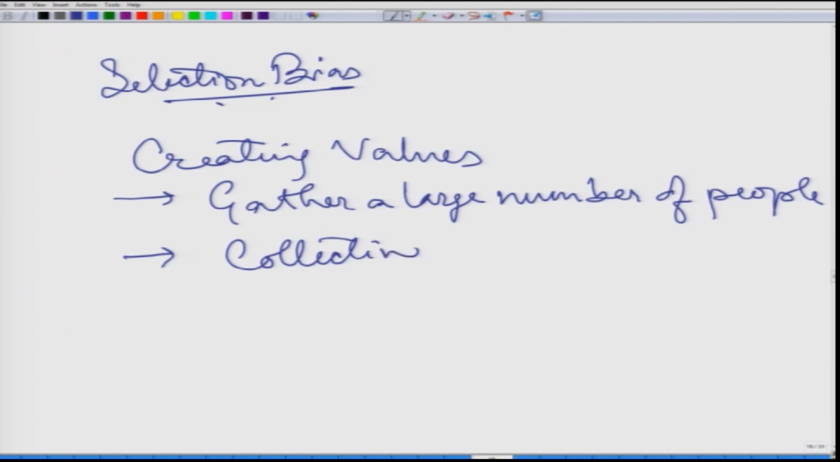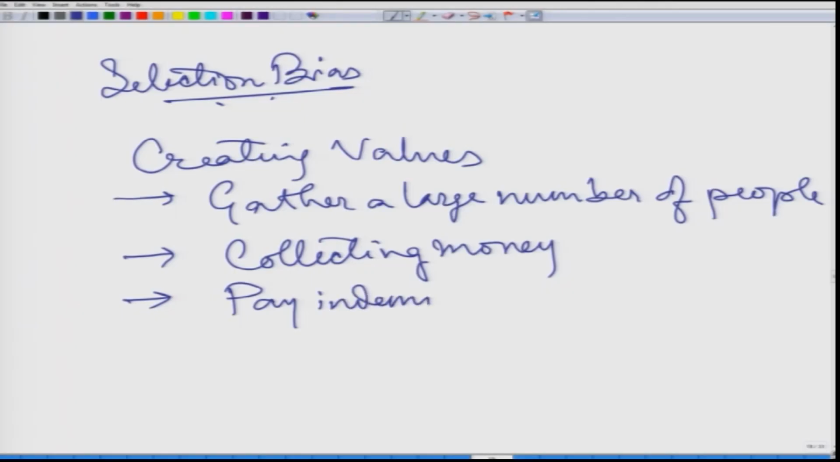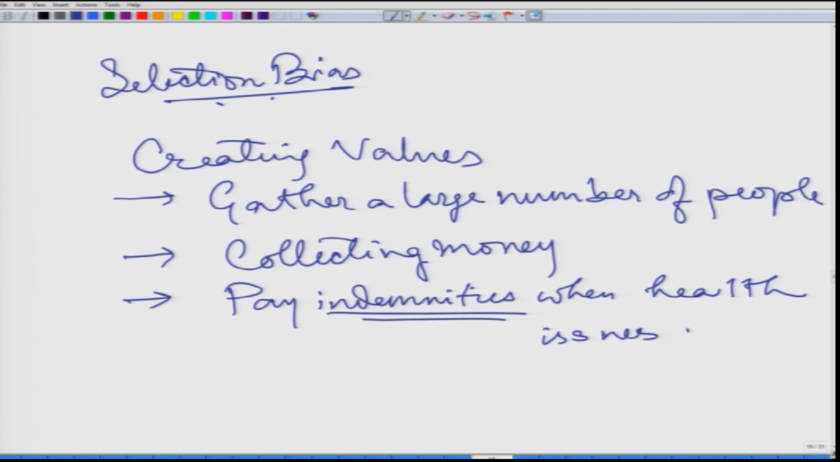The second is, after gathering these people, they collect their money in terms of the payment, the premium. They collect the money and then pay the indemnities when health issues arise. I will define what indemnity is. That is the amount these health insurance companies are supposed to pay for the patients who have insurance with that particular company.